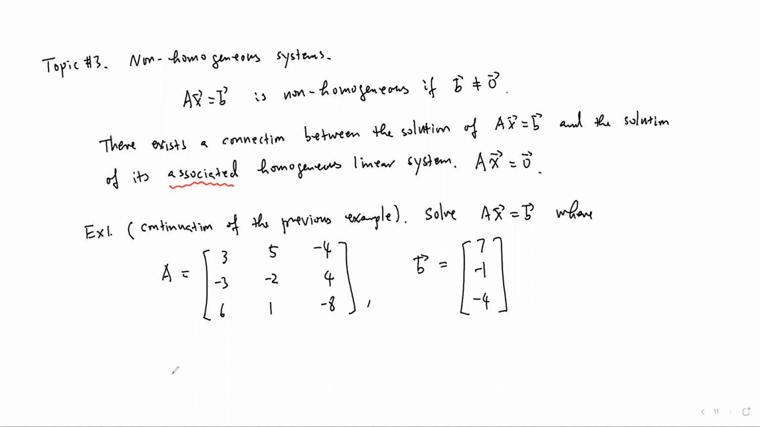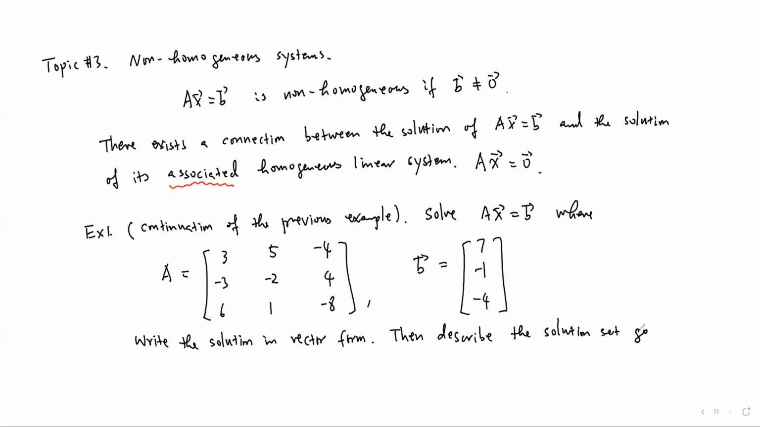Solve this linear system. That is question 1. Now, second question: write the solution in vector form. And the same question as before, then describe the solution set geometrically, graphically.